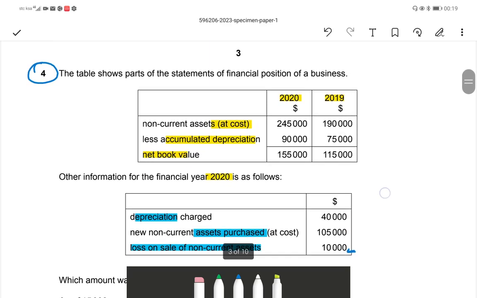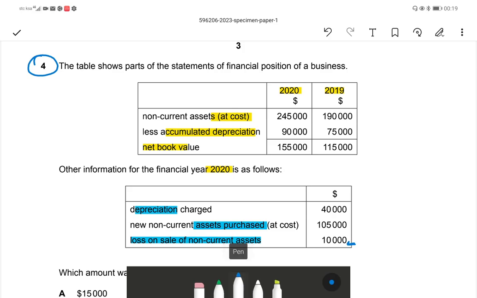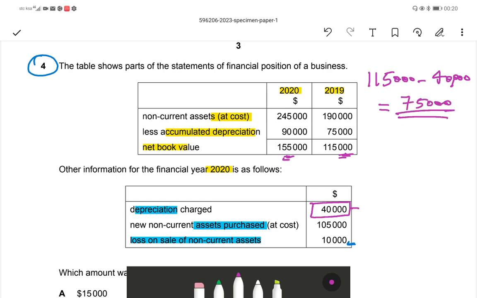So let's do the solution. Last year net book value is 115,000. This year 155,000. They are given the depreciation. Last year net book value minus this year depreciation is equal to this year net book value. So 115,000 minus depreciation of 75,000. And this year they have purchased one asset, that we should add: 75,000 plus 105,000 is equal to, how much does it come? 180,000.